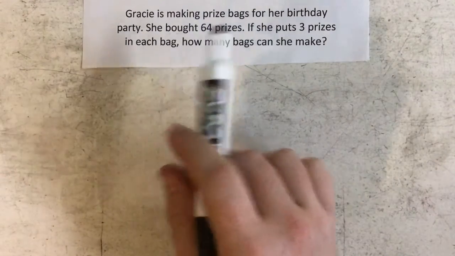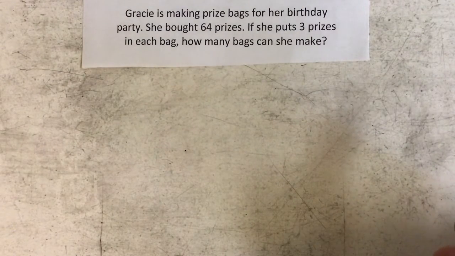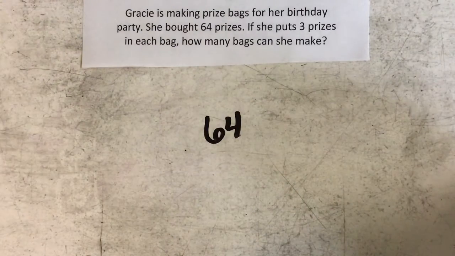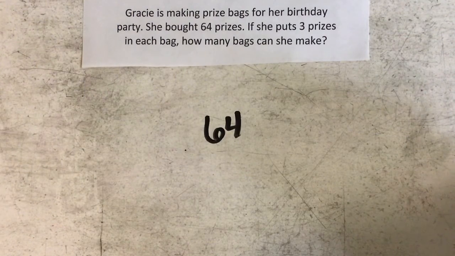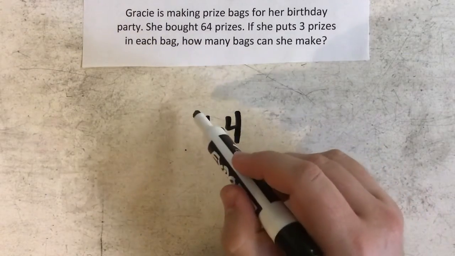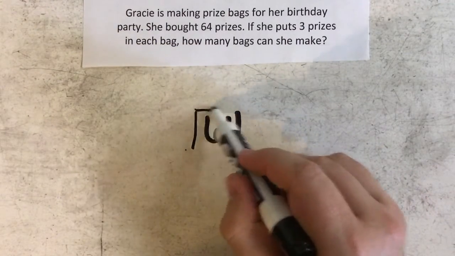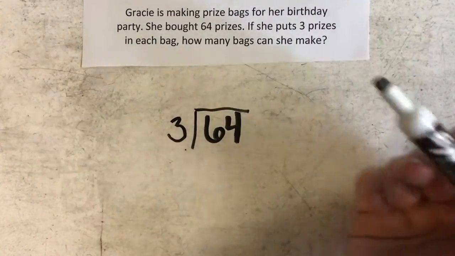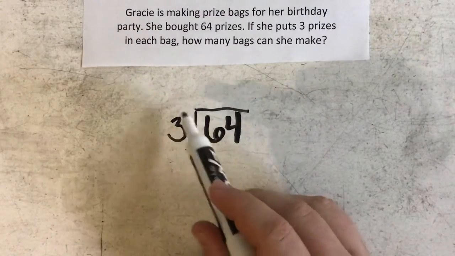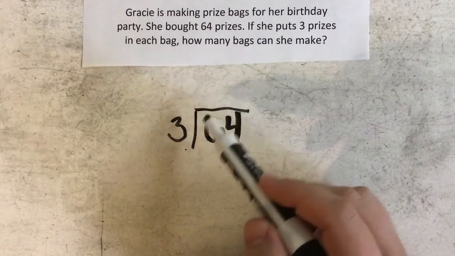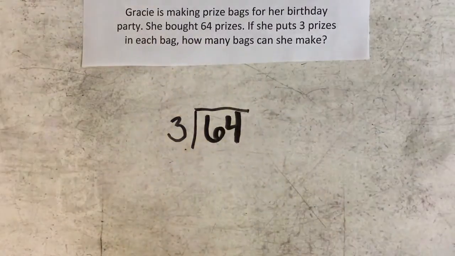So in this problem, we say that Gracie is making prize bags for her birthday party. She bought 64 prizes. If she puts 3 prizes in each bag, how many bags can she make? Well, in order to solve this problem, I'm going to be dividing the number of prizes that Gracie bought by the number of prizes that are going into each bag. So in this case, it's 3. When I divide the number of prizes by the number of prizes in each bag, I'm going to end up with how many bags can be made with the given amount of prizes.